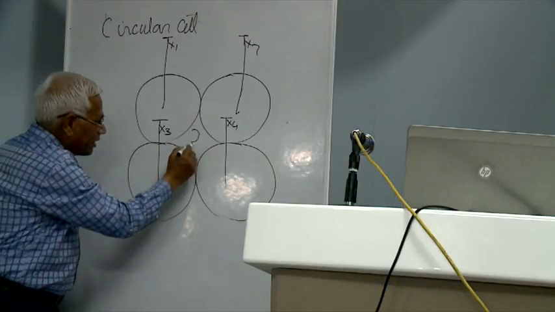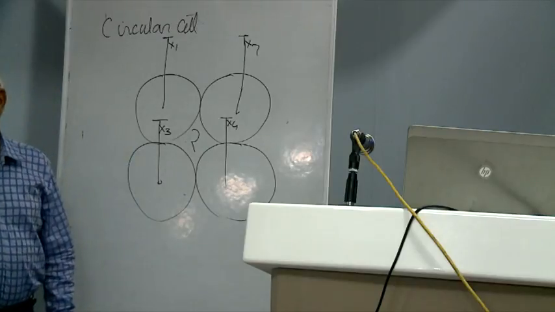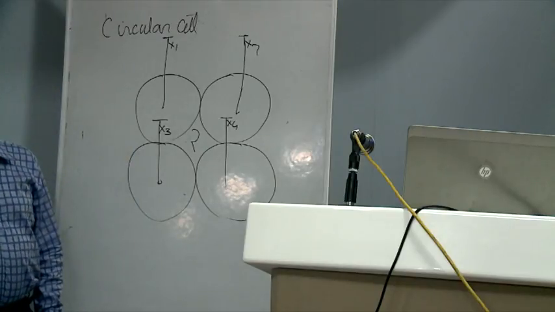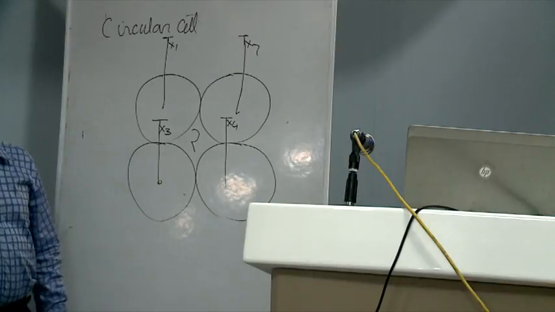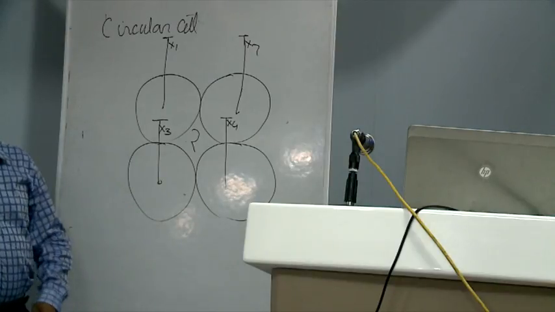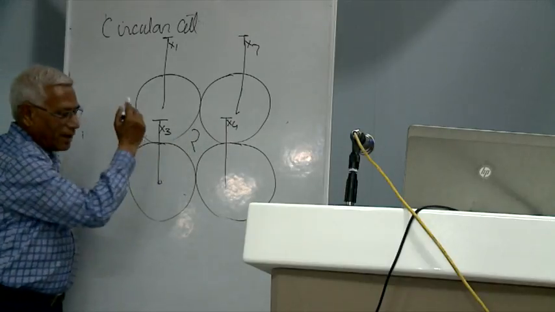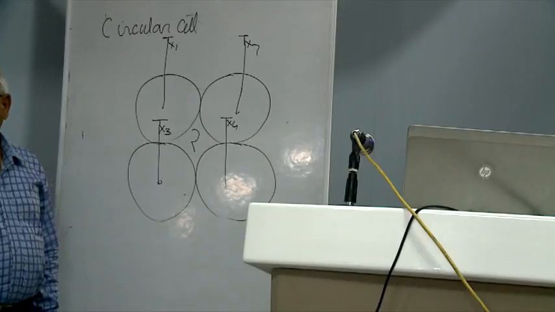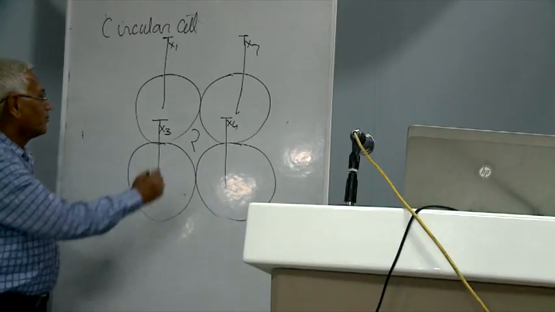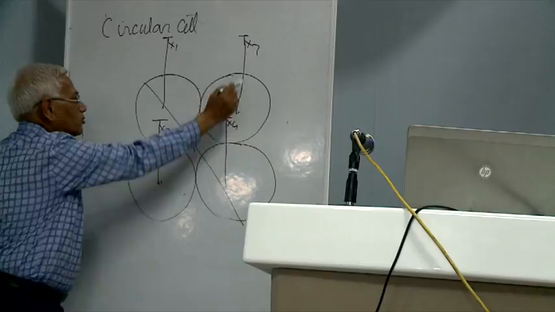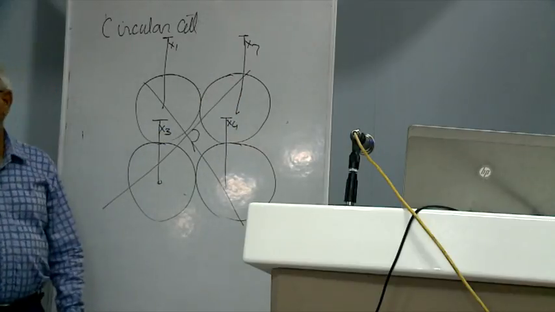Now who will provide the signal to this place? Is there any way? Tell us. Where will the signal come from here? Is there any way? There is no way to provide the signal at this place. Therefore, circular cell is not suitable for mobile communication.